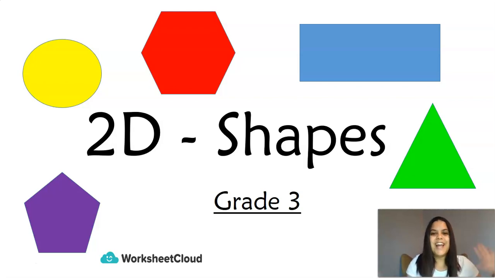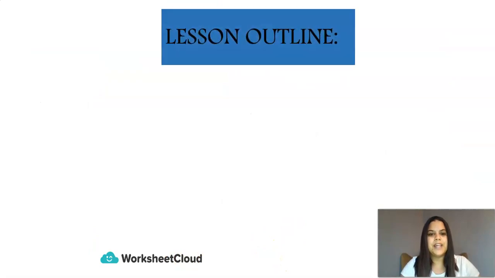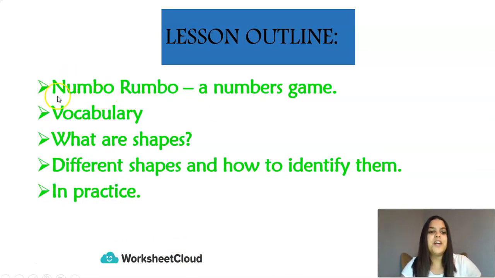So let's start right in the beginning and find out what we're going to learn in this lesson. So the lesson outline. First, we're going to play a number game called Numbo Rumbo. Yes, grade threes, I made that up. And we're going to look at vocabulary for this lesson. We're going to find out what are shapes, different shapes and how to identify them, and then we're going to do that in practice. So those are the things that we're going to be doing in this lesson, and hopefully you will achieve the outcomes of this lesson by the end.